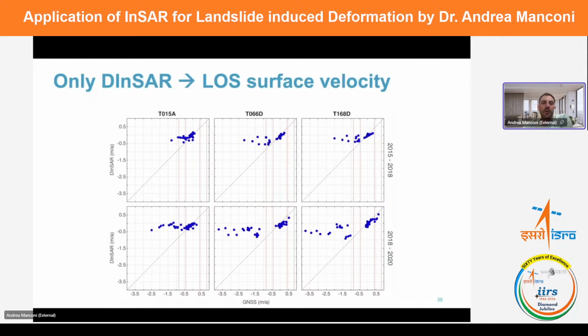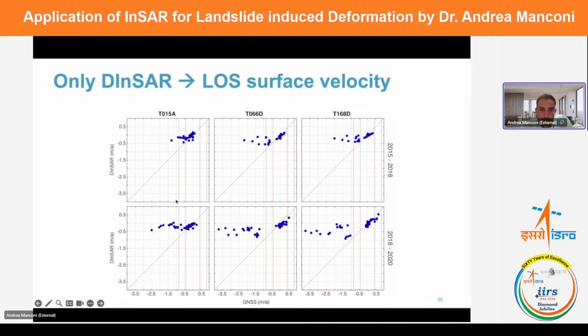If we use only differential interferometry and compare with the GNSS data that we have available on the ground, you can see that depending on the track, here we have an ascending track and two descending tracks that are covering the area, up to a certain level we have a good agreement between the ground-based data and the satellite interferometry.